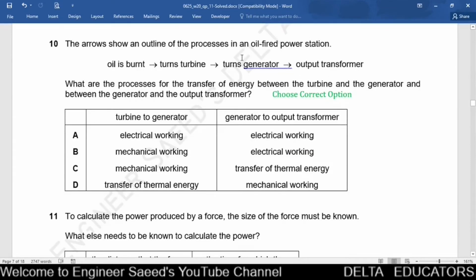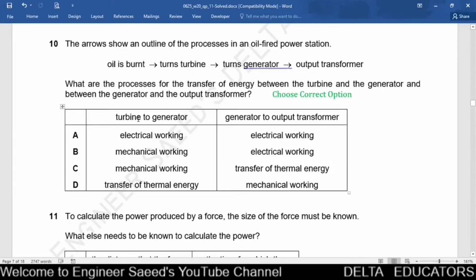Question number 10. The arrows show an outline of the process in an oil-fired power station. Oil is burned, turns turbine, turns generator, and output transformer. What are the processes for the transfer of energy between the turbine and the generator and between the generator and the output transformer?